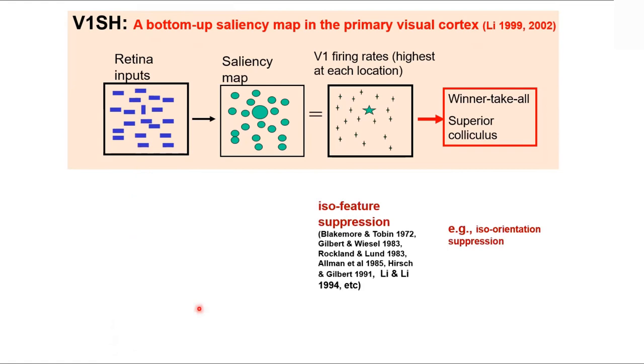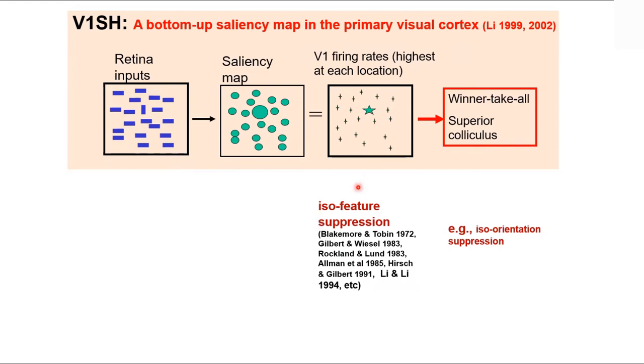It's because in V1, we have these things called iso-feature suppression. It means that this vertical bar is activating a vertical-tuned neuron, and these horizontal bars are activating horizontal-tuned neurons, and neurons tuned to the same orientation suppress each other. And so therefore this vertical neuron is not being suppressed by neighboring vertical neurons because neighboring neurons are not activated. How do you know that? Turns out that it was known since the 1970s and people just felt it was silly biology and they just ignored it. But it was there. Does that make sense? So that's how it works, okay?